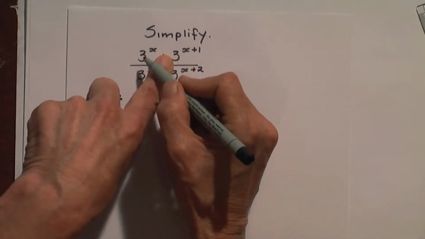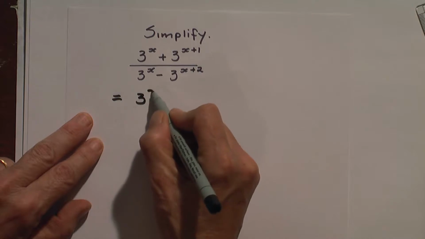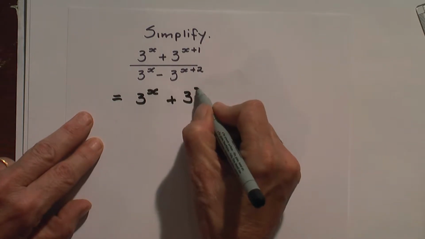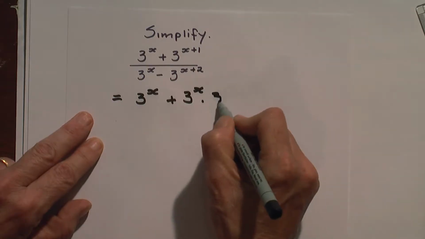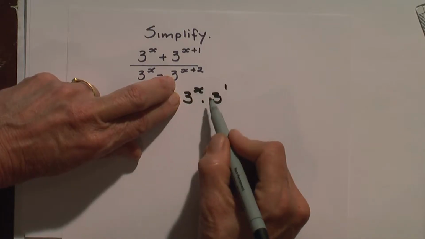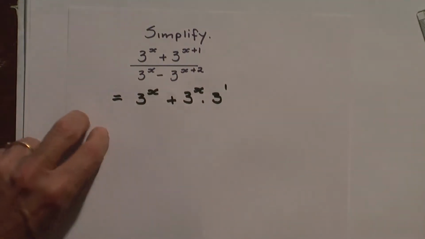I cannot say 3 to the x, add 1. Why? Because that would be multiply, and it's not. It says plus. So I've got to split up with the aim of getting out that common factor. So I go 3 to the x plus 3 to the x times 3 to the 1. And let's see that you understand that. 3 to the x times 3 to the 1 is exactly the same as 3 to the x plus 1.